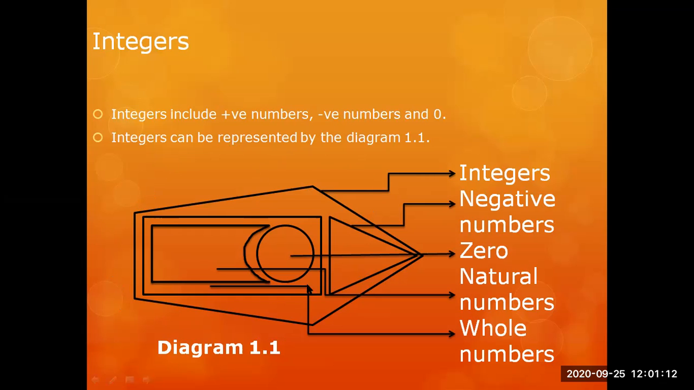Then, this triangle represents the negative numbers. The circle represents 0. This rectangle represents the whole numbers. This pentagon represents the integers. And this small shape represents the natural numbers.